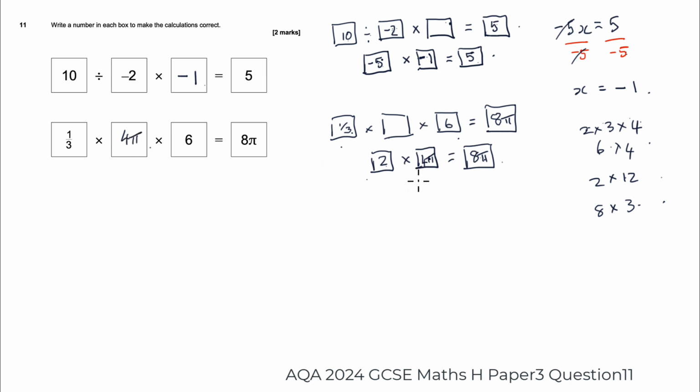And again, we could put down equations, if you like. 1/3 times x times 6 is 8 pi. 1/3 of 6 is 2. 2x is 8 pi. Let's divide both sides, do the same to both sides. Divide it by 2. That cancels. We get x equals, 2 into 2 is 1, 2 into 8 is 4. We get 4 pi as before. So there we go, a negative 1 in that box, 4 pi in that box.